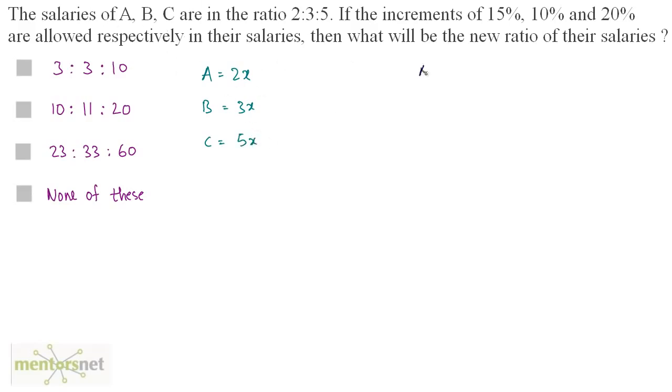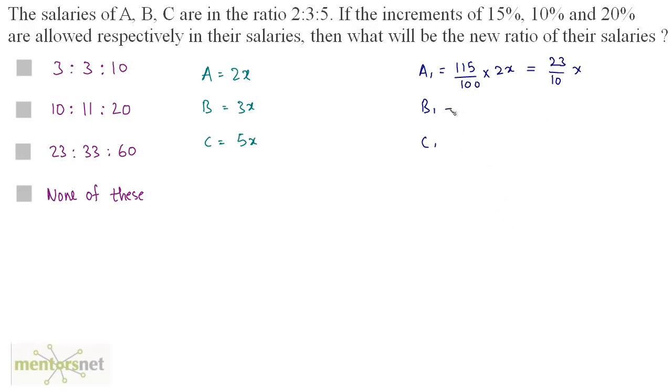Now let us say that A1, B1 and C1 be the new salaries of A, B and C after incrementing their salaries. And we have to calculate the ratio of these new salaries. So let us calculate the new salary of A. It is a 15% increase in the previous salary. So 100 plus 15%, which is 115 divided by 100 times the previous salary, which is 2x. And this will come out as 23 by 10x when you cancel out terms and solve this.